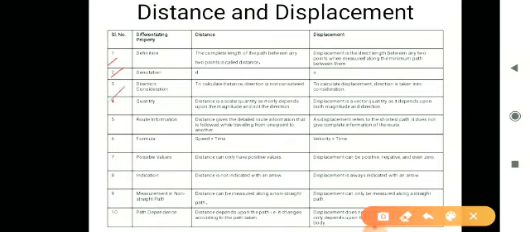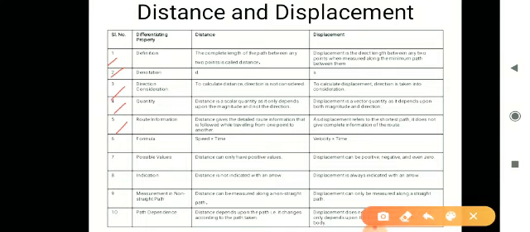Then direction consideration. To calculate distance, direction is not considered, whereas to calculate displacement, direction is taken into consideration. Fourth, quantity. Distance is a scalar quantity as it only depends upon the magnitude and not the direction. Displacement is a vector quantity as it depends upon both the magnitude and direction.